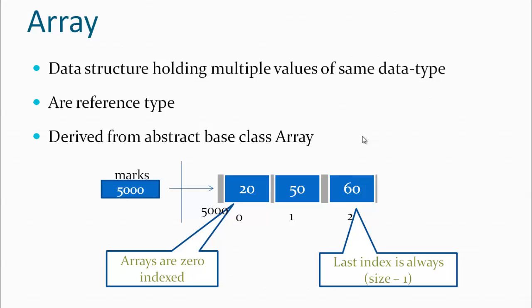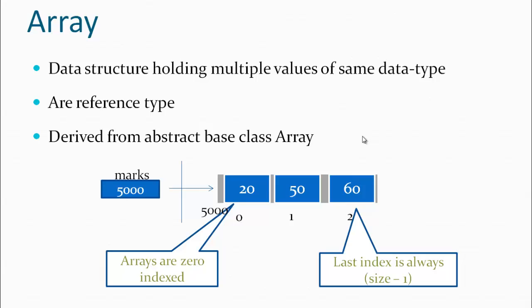Array is a reference type, that means it occupies memory on the heap and stores a reference on the stack. Also, all arrays in .NET automatically get derived from the abstract base class Array. So always remember that the base class for each and every array is the Array class.